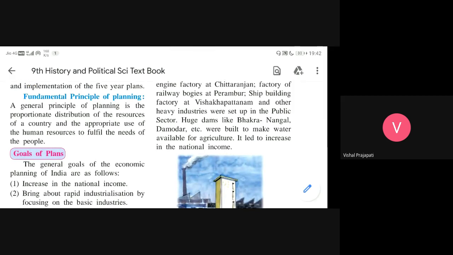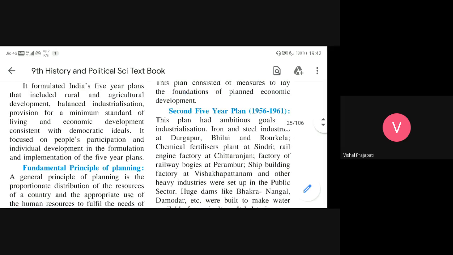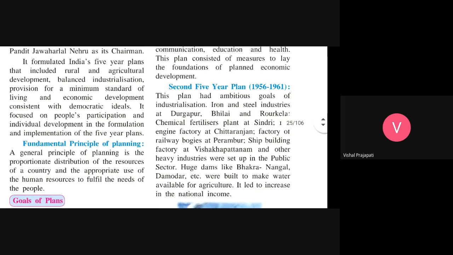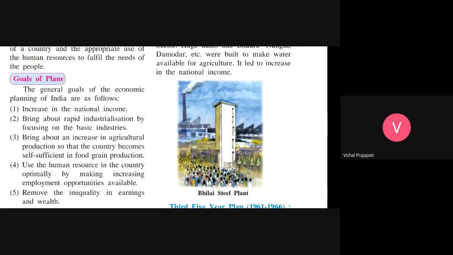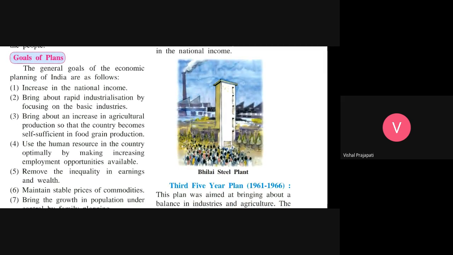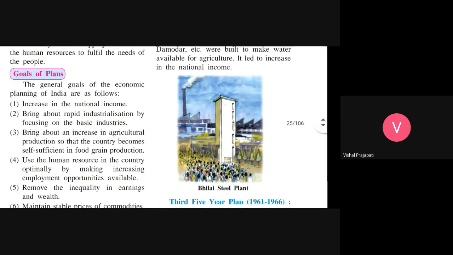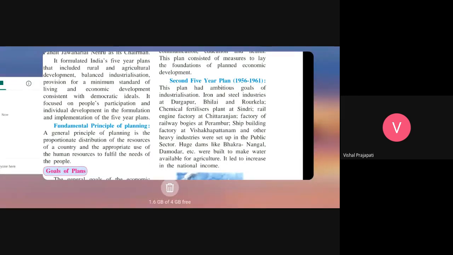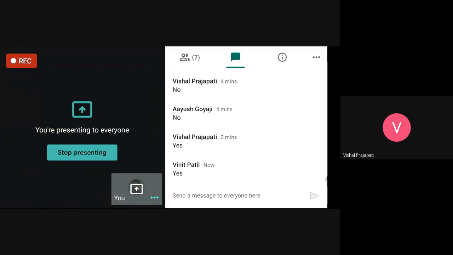Now see, basically these plans are somewhat working, not perfectly working. Not everything goes as per the plan. There is nothing perfect in this world, or nothing goes as per the planning. Even our government has these plans, but it is working somewhat. That's why it resulted in an increase in national income. You can see one picture over here, the Bhilai steel plant. It is just a representative picture. So this was the plan for the second 5 year plan of India, from 1956 to 1961. All right guys, is it clear to everyone?